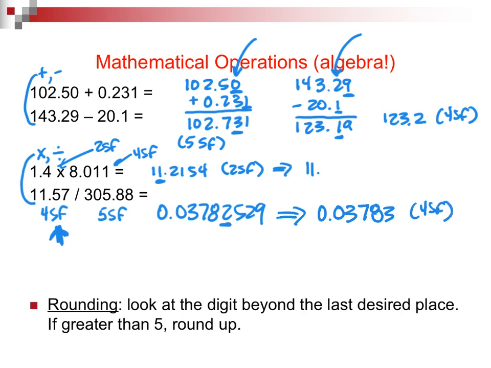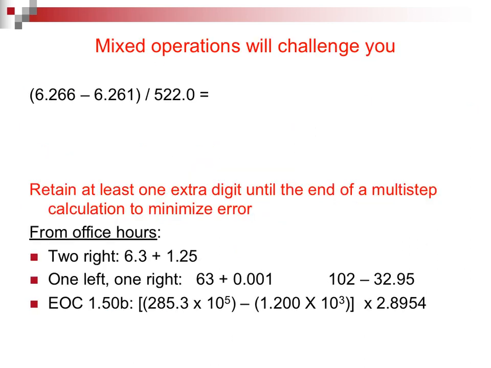Why did I round up? Well, if I look at the digit beyond the last desired place, if it's greater than 5 or equal to 5, I will round up. Again, spend some time on this page because here's what you see on your midterm exam. You will see what is called a mixed operation, and that will challenge you.